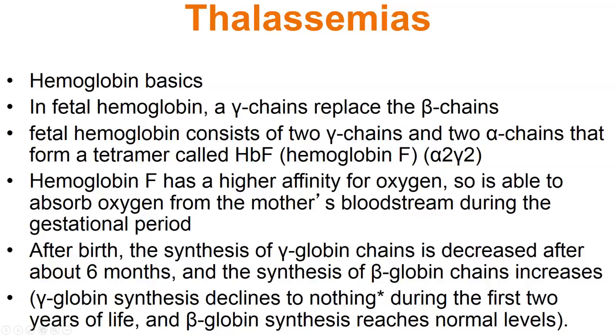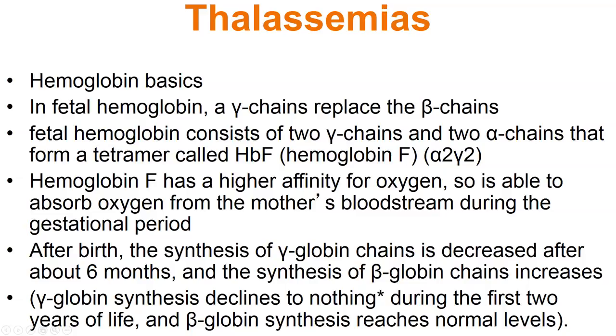Now, what happens is, in utero, the fetus is producing, at least in the simplest model, and let's just keep it simple, 100% hemoglobin F, fetal hemoglobin. After birth, the synthesis of these gamma chains starts to go down. Over the course of about 6 months, it goes from 100% down to 0. Simultaneously, the beta chain synthesis goes up. It starts at 0% and then goes up to 100%. That process takes about 6 months.